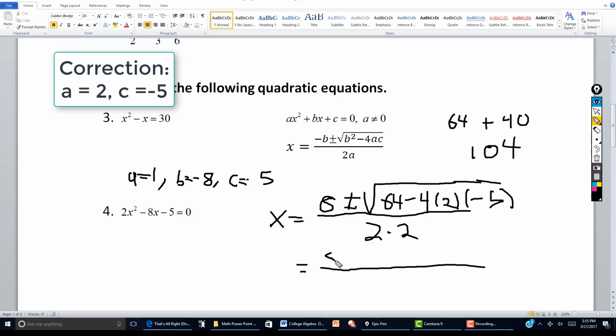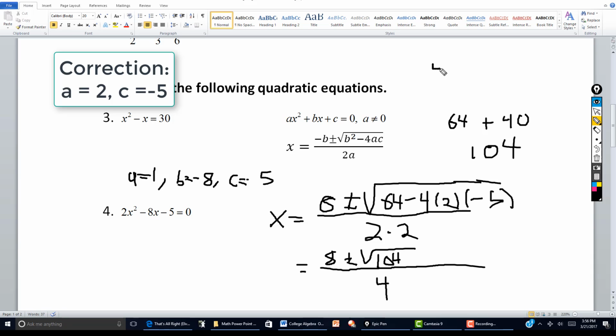So this will give me 8 plus or minus the square root of 104 over 2 times 2, that's 4. And 104 is not a perfect square, and it's not negative, so I know I'm not going to have a non-real solution. But because I don't have a perfect square, I know I'm going to have a rational or irrational solution. That is, the answer is going to contain radicals. So then you have to look at the 104 and try to find the largest square that divides it.